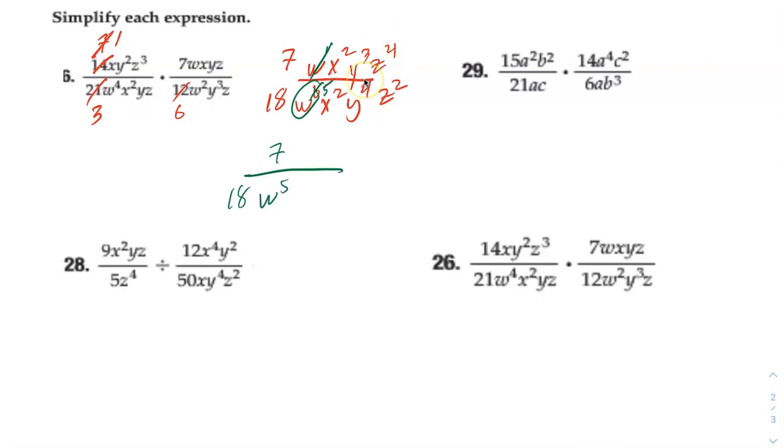The X's are equal, so they cancel each other out. The Y's, I have 1 more on the bottom. So it'll be 1 Y on the bottom. And the Z's, I have 2 more on top. So it'll be Z squared on top. And that's my answer.